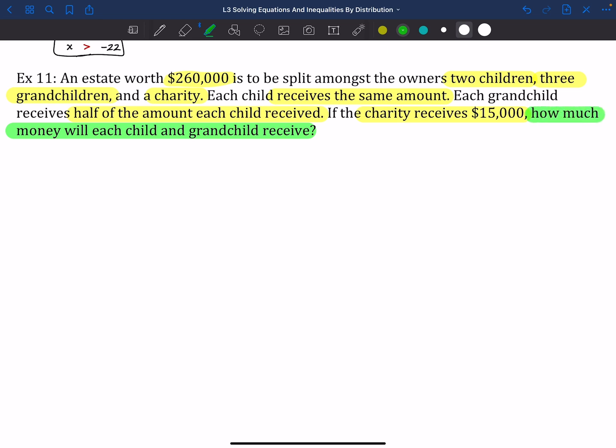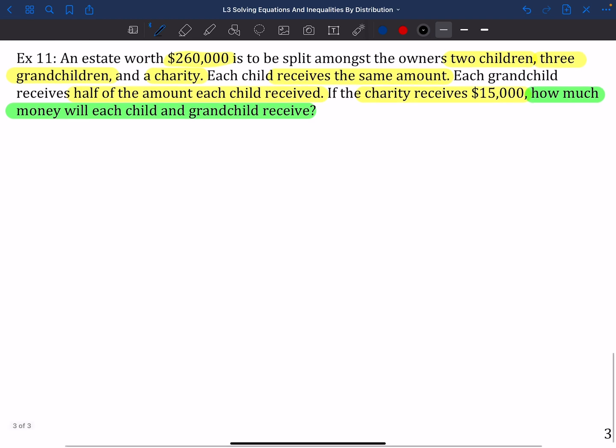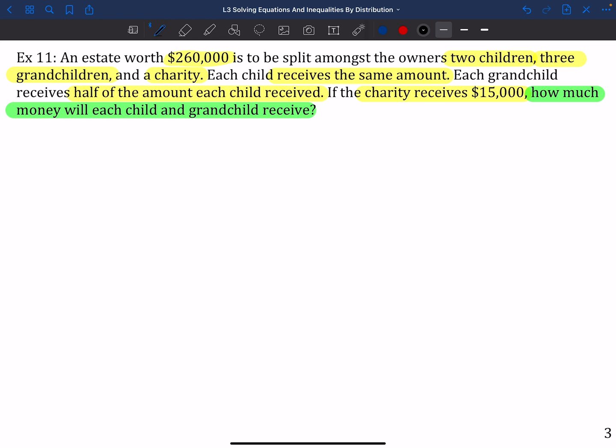all right? So you can see that there's a lot that's highlighted here. There's a lot of important pieces of information. All right, so let's break it down. We've got $260,000, and we're splitting it up. All right, so 2 children, 3 grandchildren, and a charity. The important part here is that each child receives the same amount. Right? We're trying to figure out how much money each child and grandchild will receive.